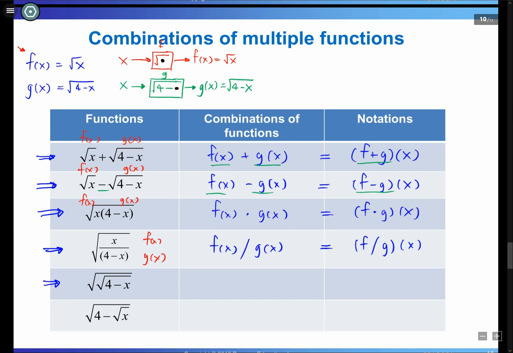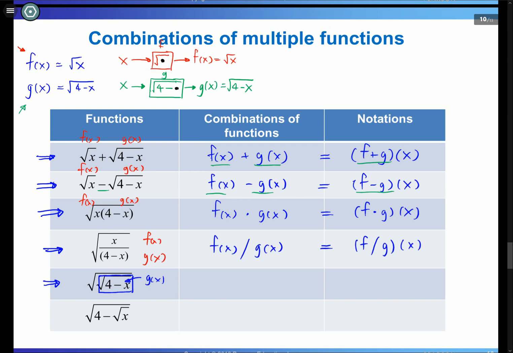Okay, now the first thing I'm going to do here is to put a box around what's inside this square root. What's inside the square root becomes just a blue box. And inside the blue box, you see square root of 4 minus x. So this blue box is definitely g of x, right? Square root of 4 minus x right here, g of x.